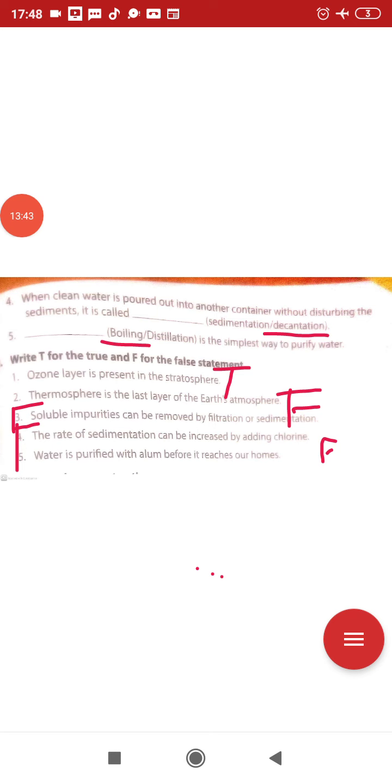Now the last one. Water is purified with alum before it reaches our home. No, we can't purify water with alum. Some methods are there to purify water. We have read chlorination, the method by which we can purify water by adding chlorine tablets. By adding chlorine tablets we can purify water, not by alum.